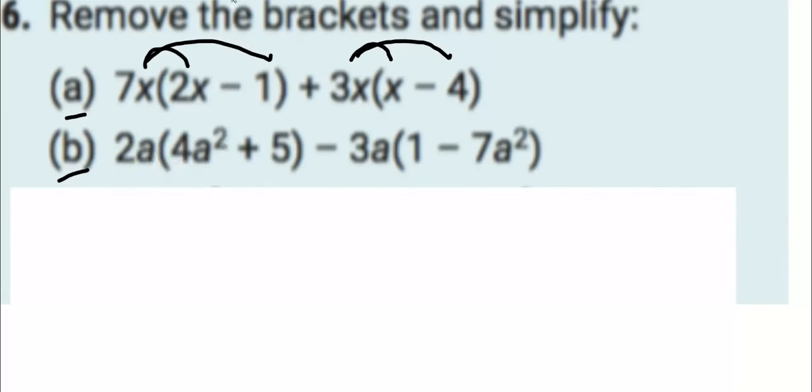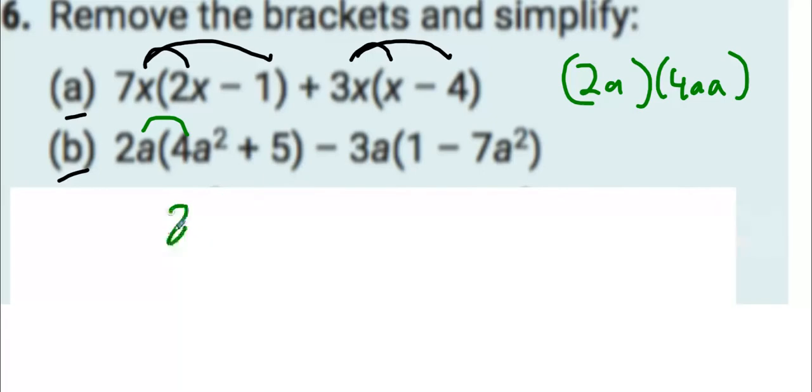Okay. 2a times 4a squared. No, we'll change person if that's okay. Go on. It's 2a by 4a squared as well. 8a cubed, yeah. 2a by 5 is 10a.